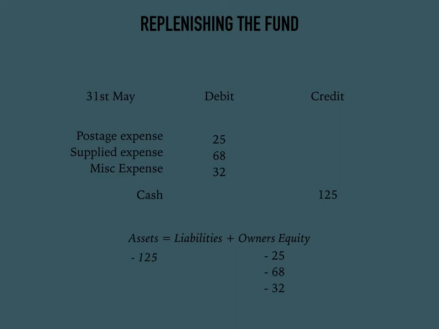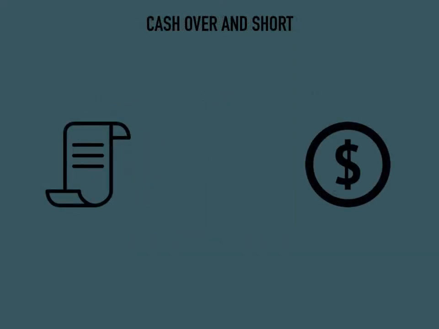The journal entry for the replenishment of the fund is as follows. All the expenses are debited in order to increase expenses, while cash is credited in order to decrease the cash account.